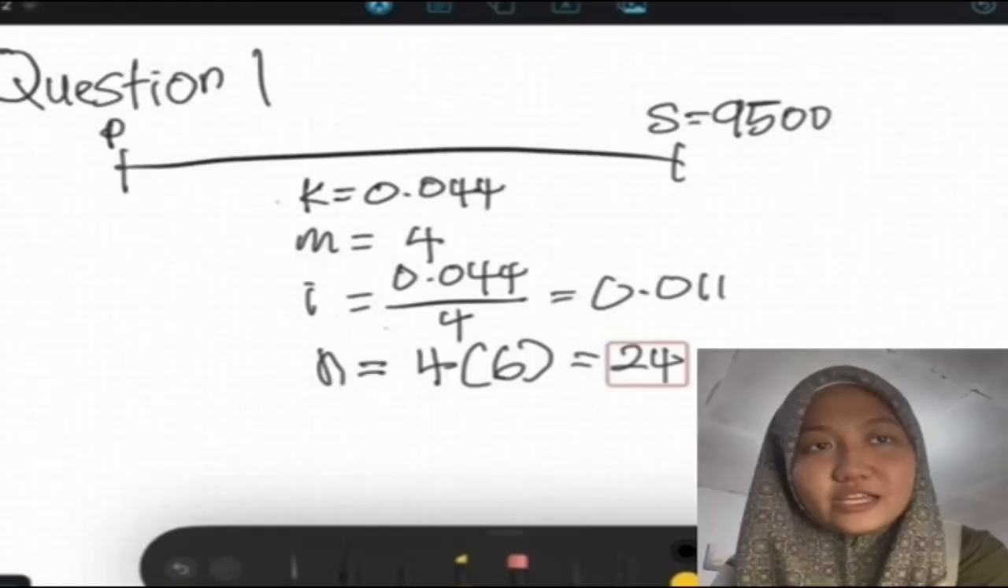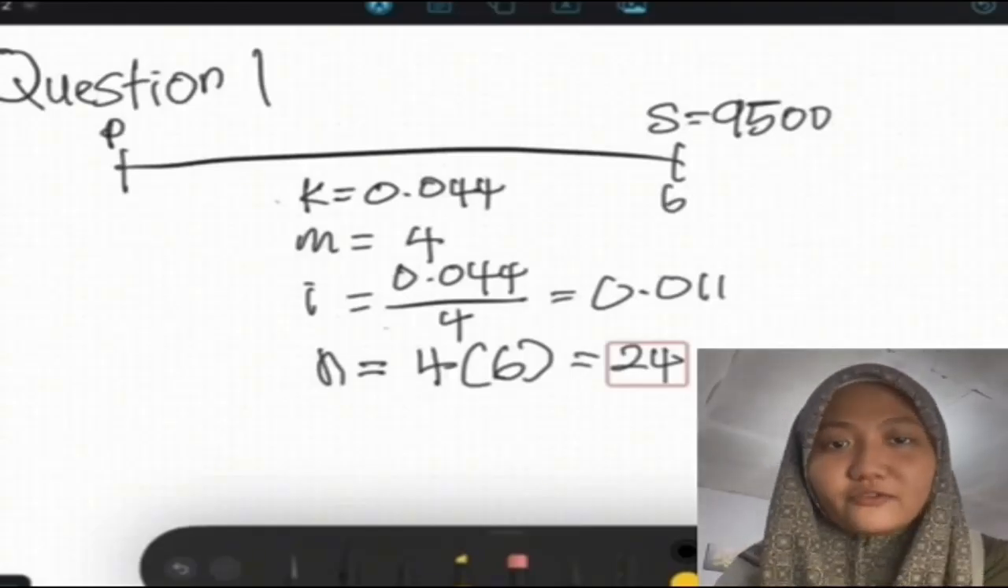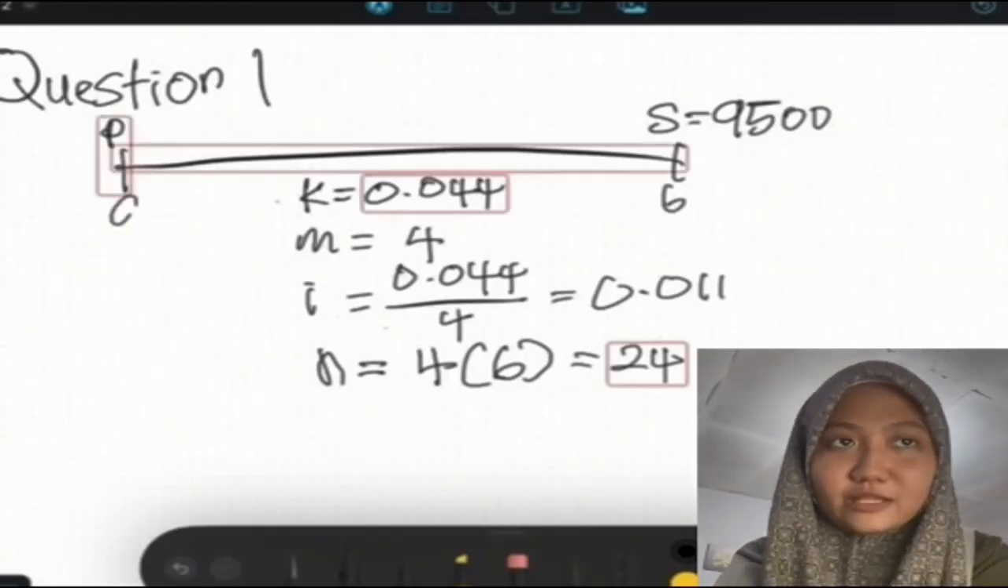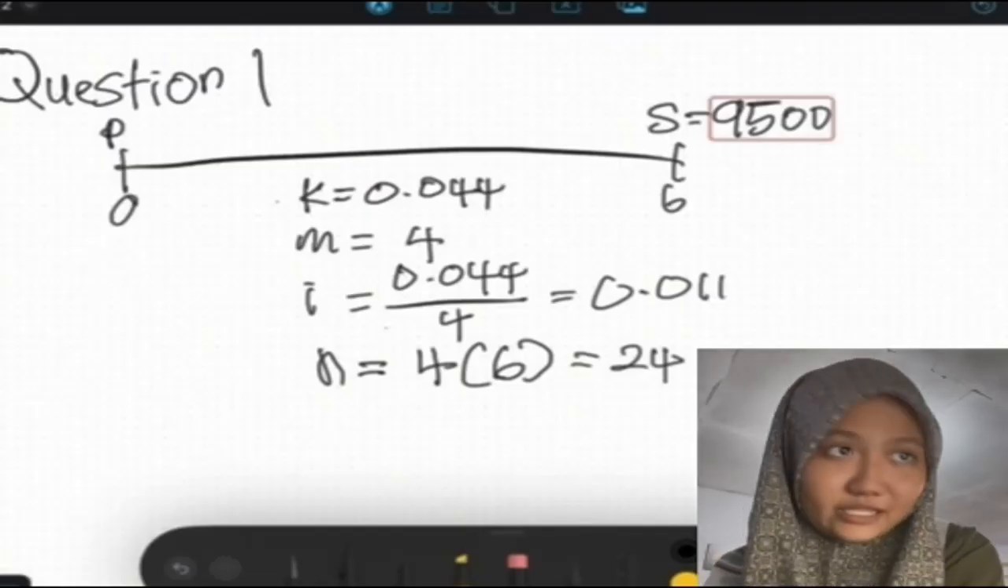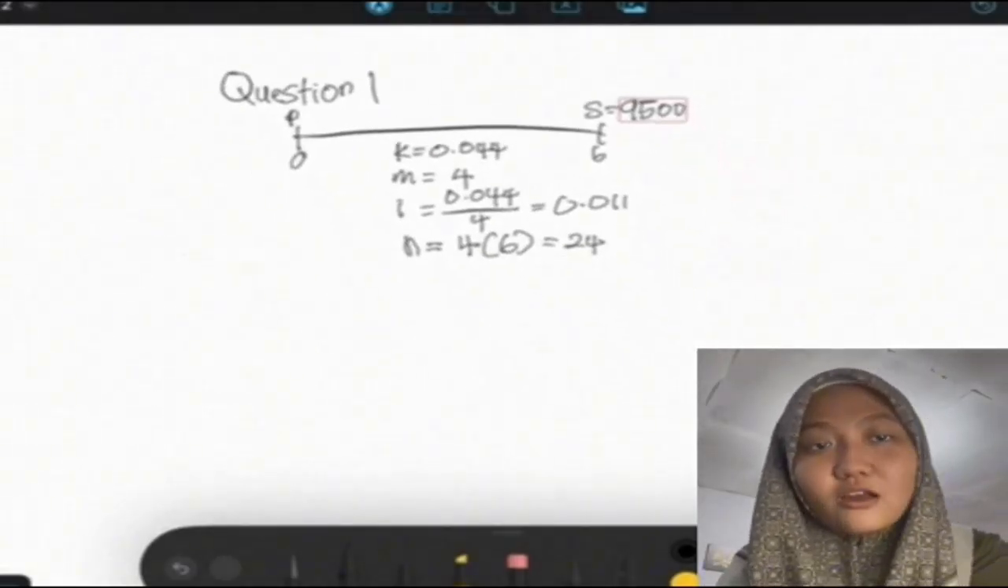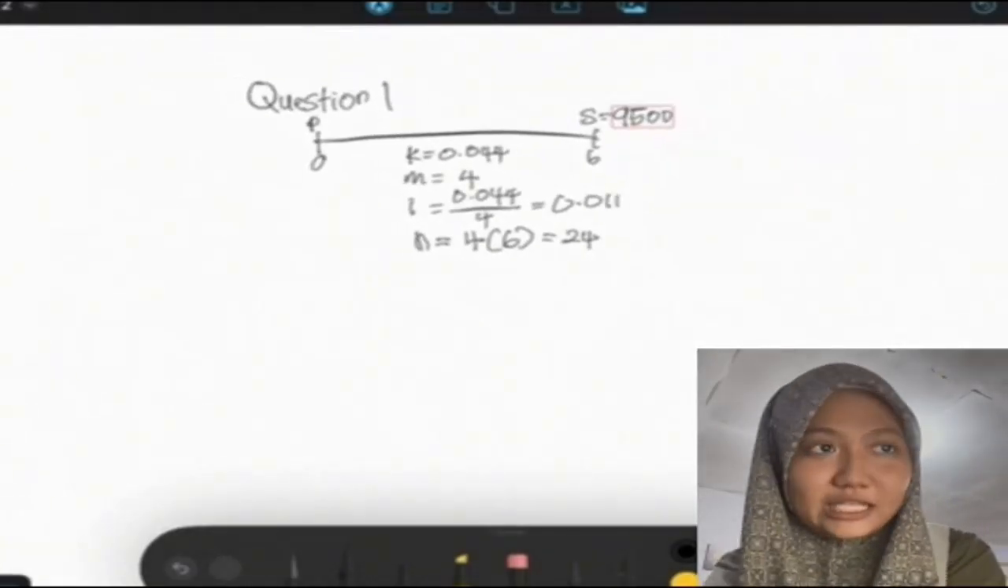Hello, my name is Atikah Najwa. Today I will explain to you how to solve question 1A, B1. Part A. First, we calculate the present value of 9,500 ringgit Malaysia, which is received in 6 years. The interest rate was 4.4% compounded quarterly.